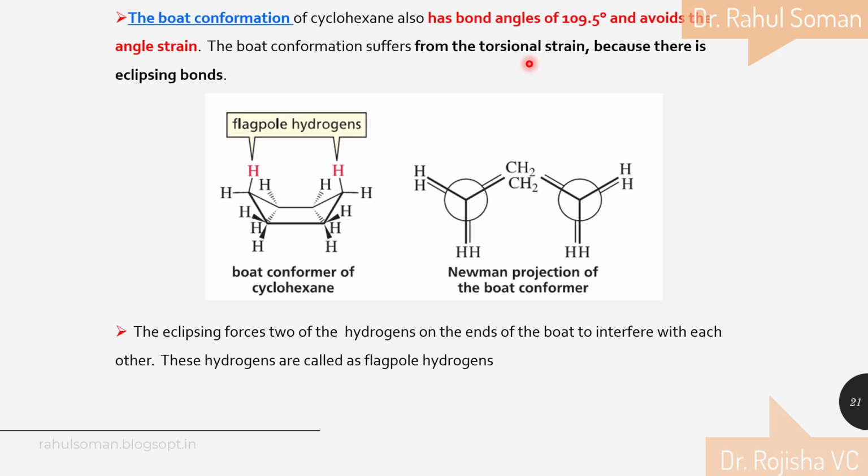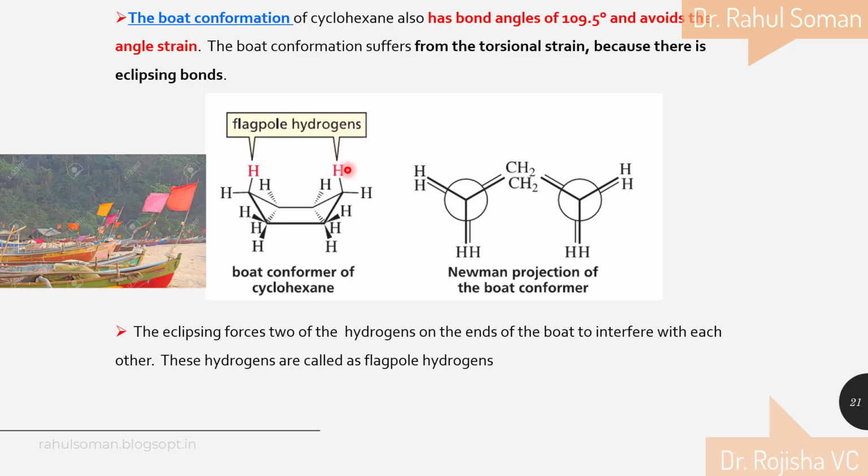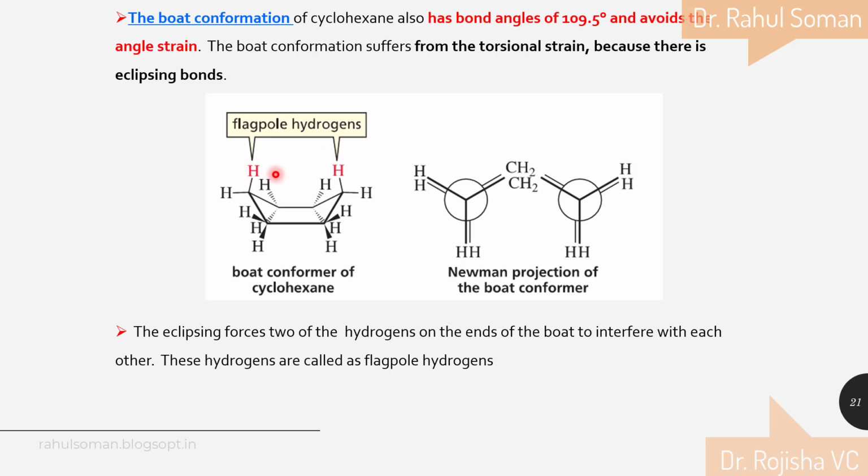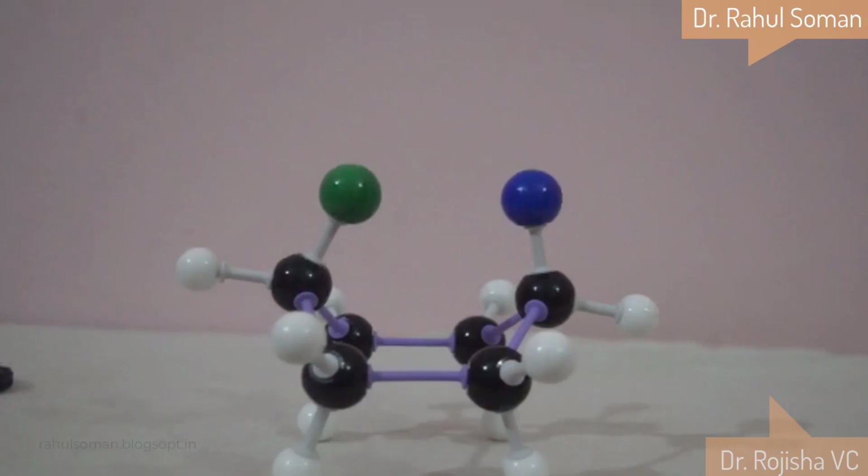And apart from the torsional strain, you know, there are flagpole hydrogens. These hydrogens are named flagpole hydrogens because they appear like a flag in the boat. These flagpole hydrogens also cause steric strain, so there is more instability in addition to the torsional strain.